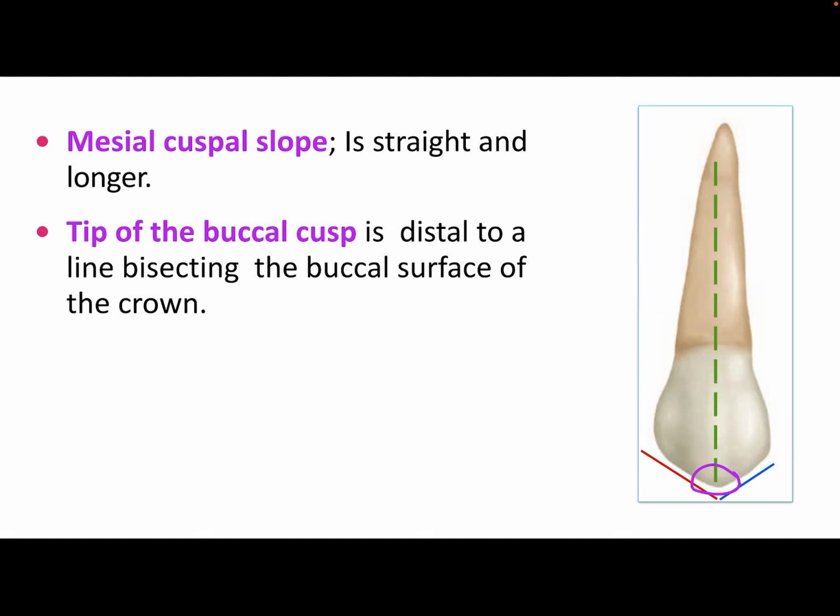The mesial cuspal slope is straight and longer, and the tip of the buccal cusp is distal to a line bisecting the buccal surface of the crown. This is a difference from the canine. For the canine, the distal cuspal slope was longer compared to the mesial. But for the maxillary first premolar, the mesial cuspal slope is longer than the distal slope, so automatically the cusp tip will lie slightly distal.